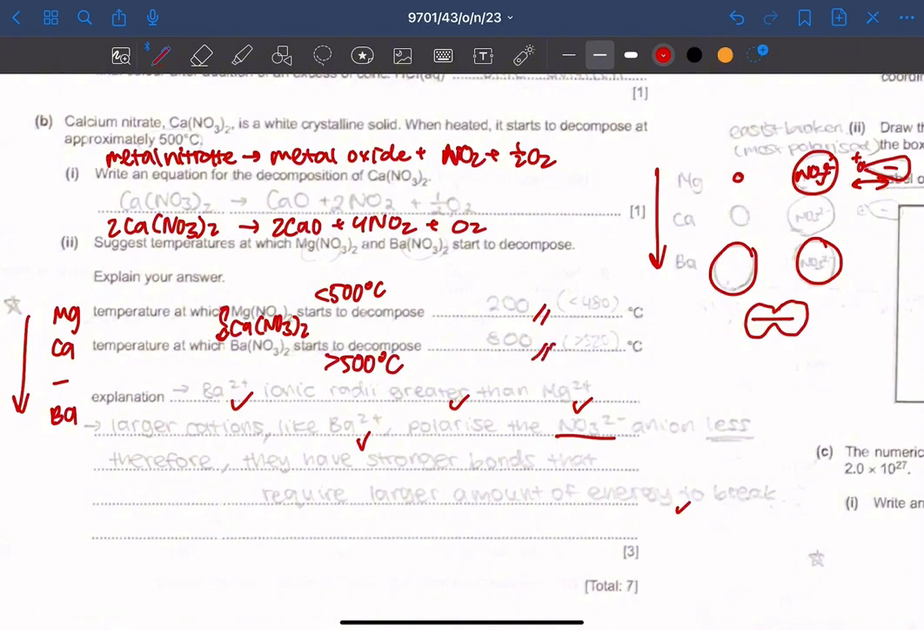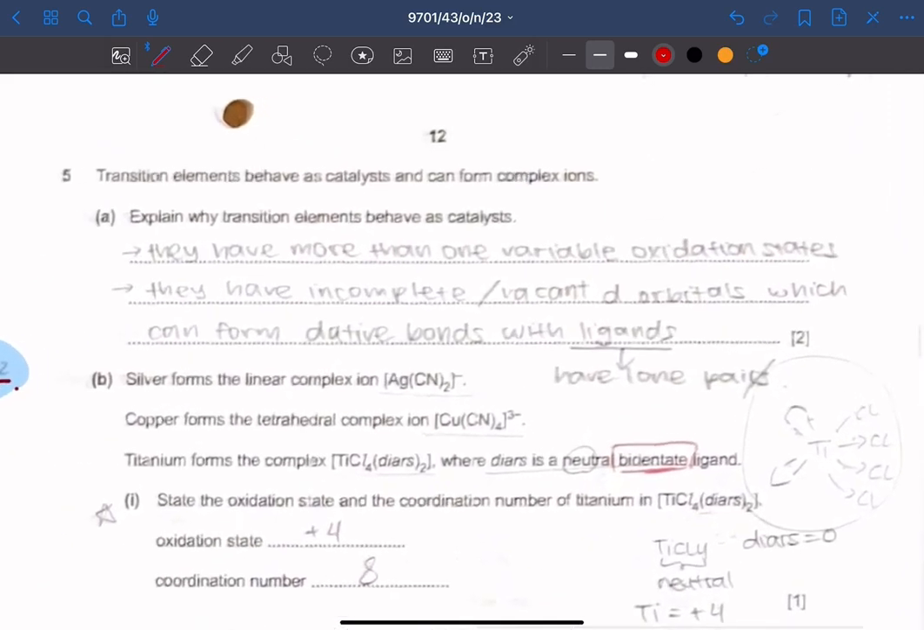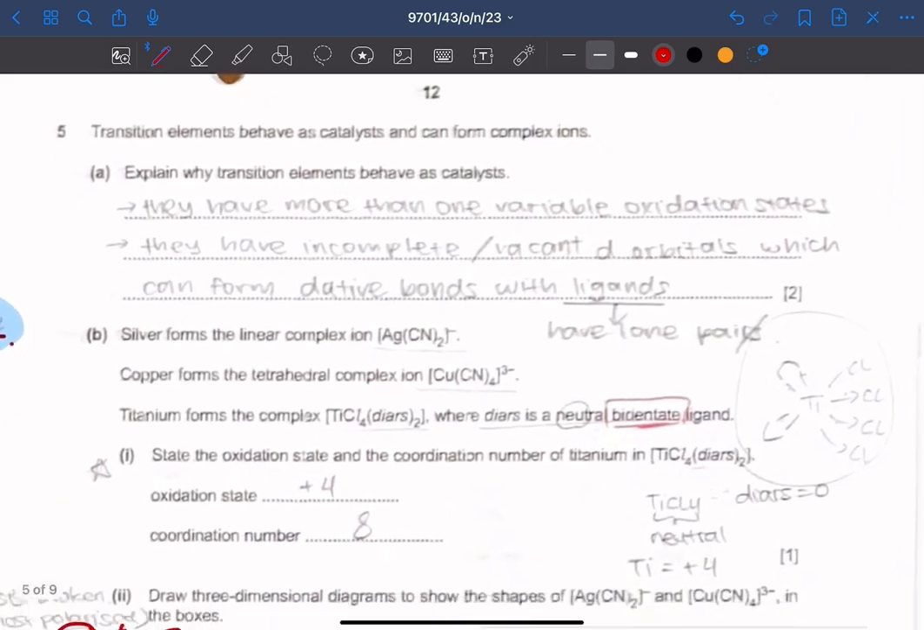The requirement in the answer key is actually for Mg(NO3)2 to be less than 480 degrees Celsius. For barium nitrate, greater than 520 degrees Celsius. So you can't immediately put something like 499 degrees Celsius for Mg(NO3)2 because it's too close to the decomposing temperature of calcium nitrate. Okay, moving on to the next question, number 5.